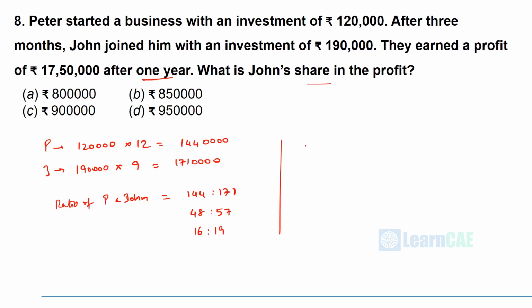They are asking what is John's share in the profit. John's share is equal to 19 by (16 plus 19) into the total profit. This is equal to 19 by 35 into the total profit, which is 17,50,000.